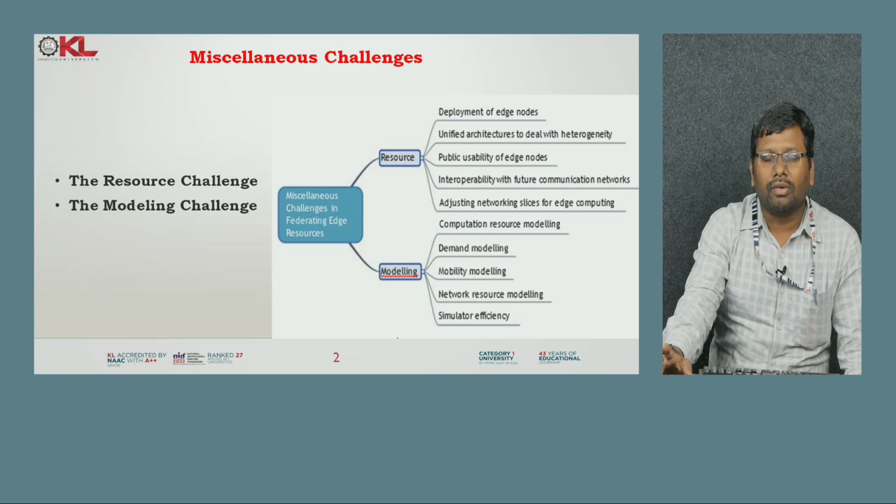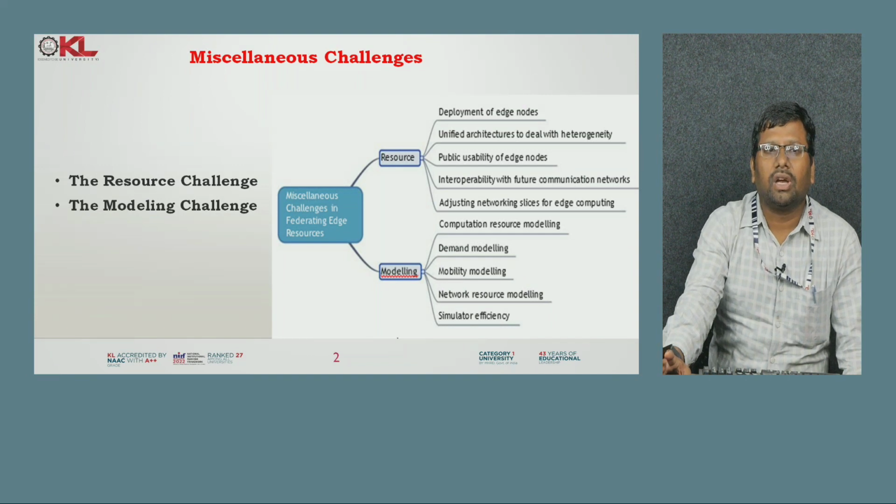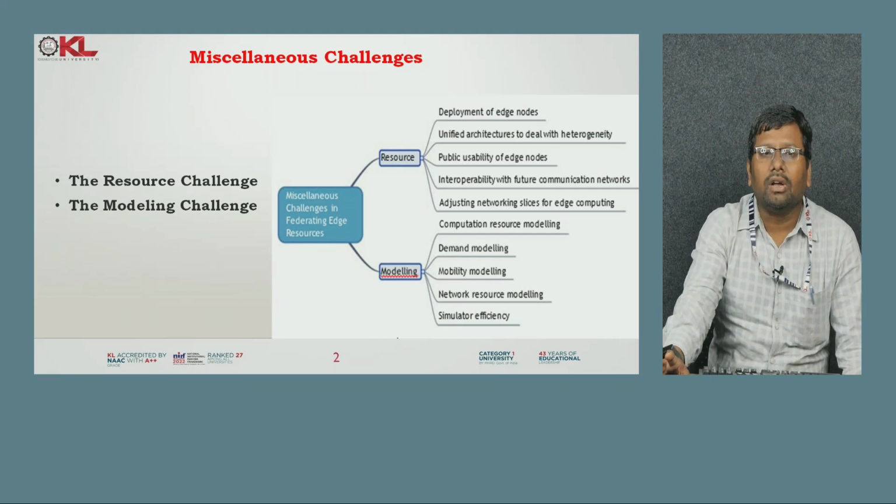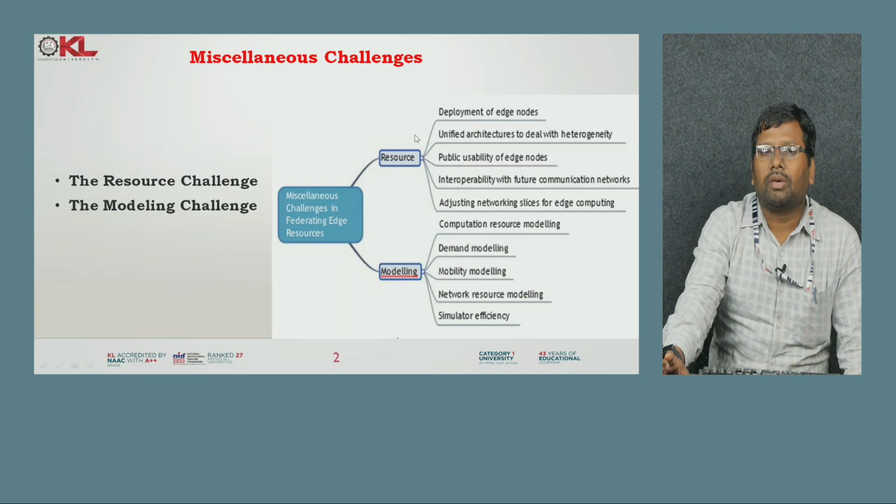Whenever you are designing with respect to the edge computing concept, there should exist a unique architecture that addresses many challenges, so that it could provide many solutions which could deal with heterogeneity.